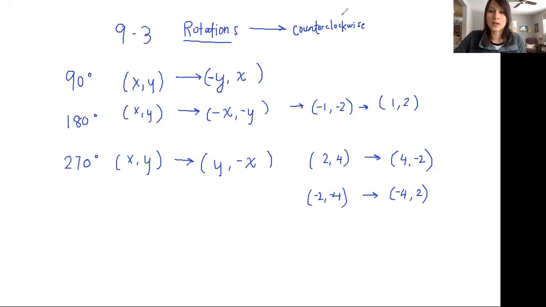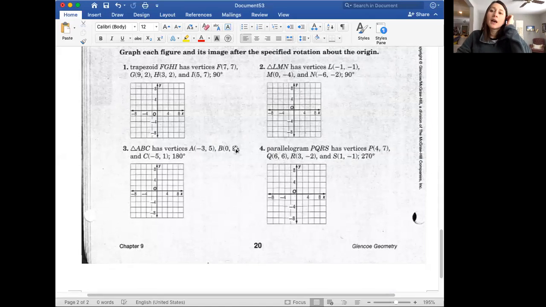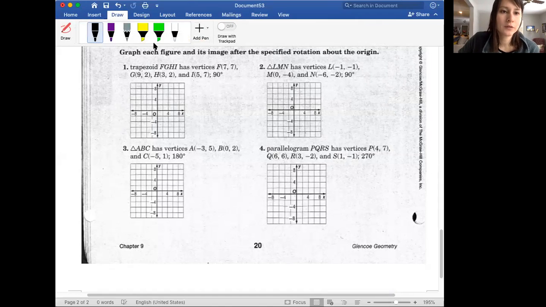Okay, so knowing this and having this in your notes, let's go and do a few practice problems on your study guide. On your study guide, you've got a few points, some vertices, they make a shape, and it says it's going through a rotation. So I would first list out your points, F, G, H, I, and put my points down, and then I would graph it. I would graph my original image.